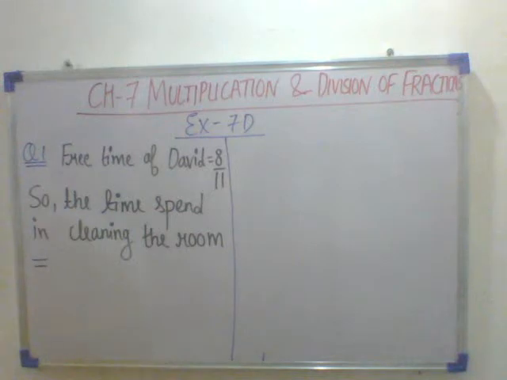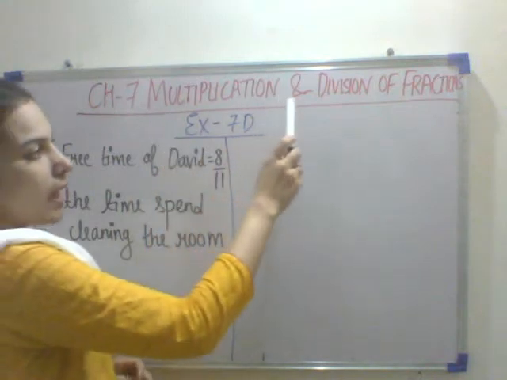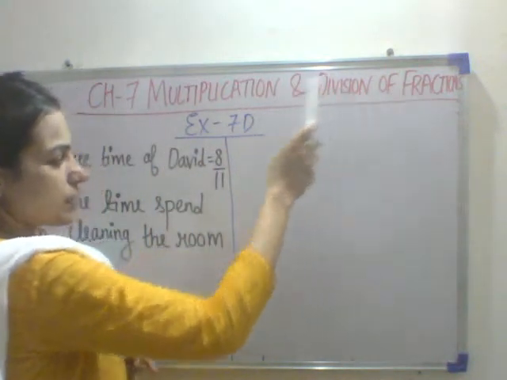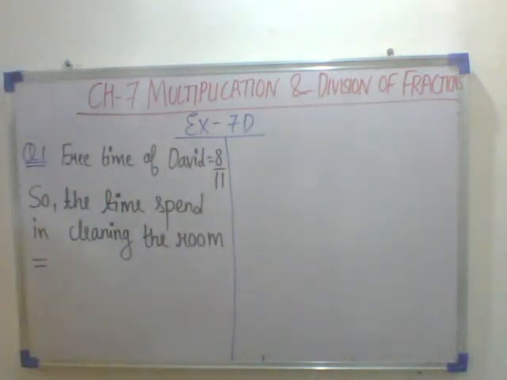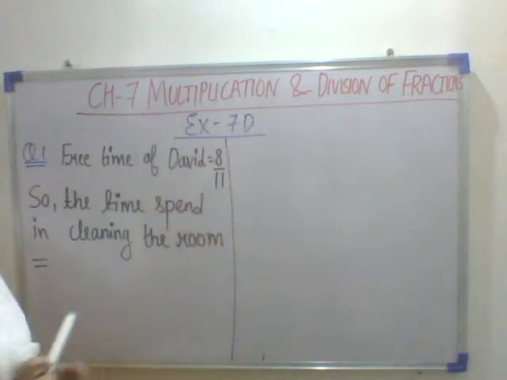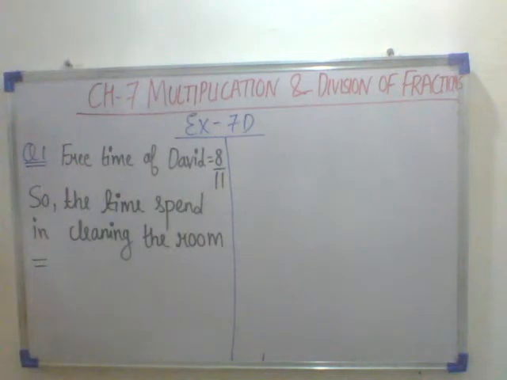Today we'll be continuing our chapter number 7, that is multiplication and division of fractions. Today we'll be doing the questions from exercise 7D. So take out page number 95. On page number 95, exercise 7D. I am reading the first question of exercise 7D.